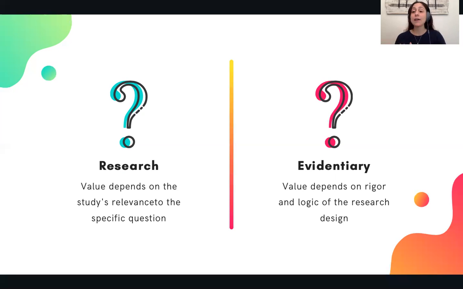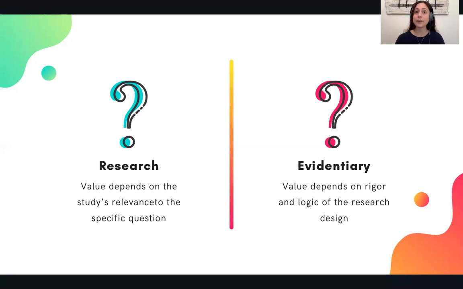Okay, now on the other side of that is the evidentiary hierarchy. In this case, the value depends on the rigor and logic of the research design and the consequent validity and conclusiveness of the answers that it's going to produce for you. Here, we're strictly concerned with how empirically strong the study is, not necessarily how relevant it is to your particular question. So a study that's experimental and has a lot of control in place and random sampling is really going to help with its validity and reliability, and is going to be considered quite high on the evidentiary hierarchy.